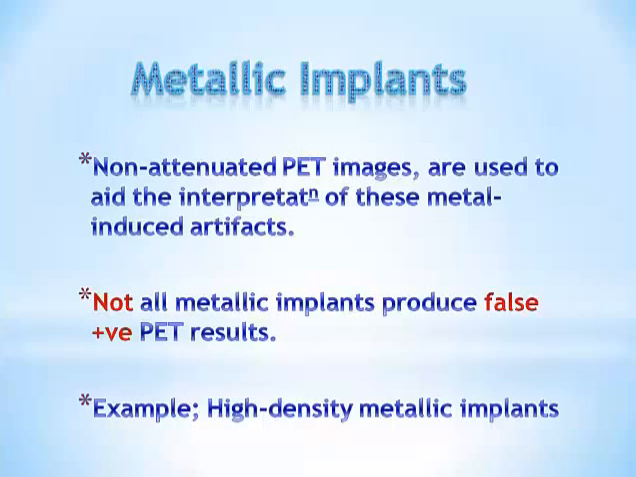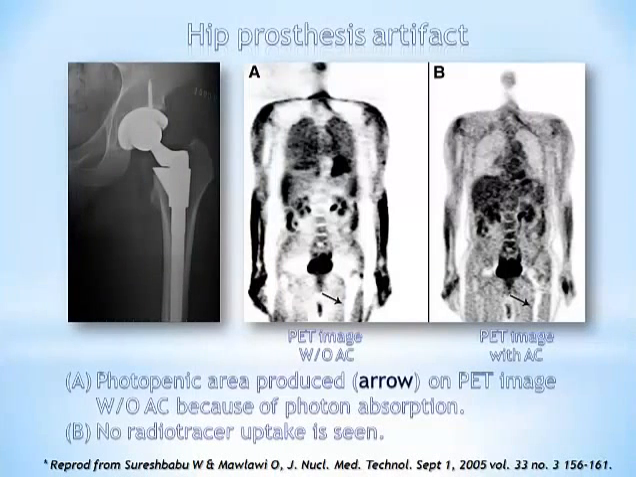Right, so for the metallic implants, non-attenuated PET images are used to aid the interpretation of these metal-induced artifacts. Not all metal implants produce false positive PET results. For example, high-density metallic implants such as hip prosthetics. I'll show you here, so you can see it.